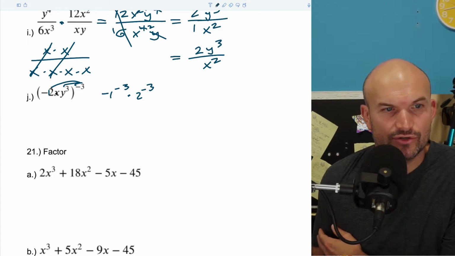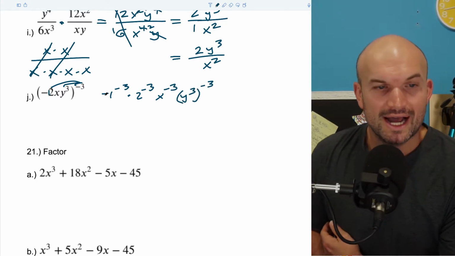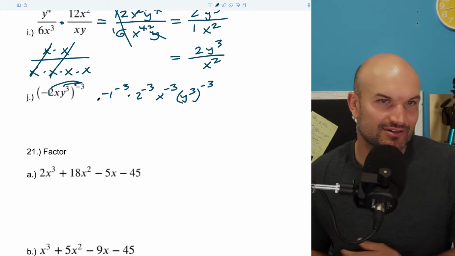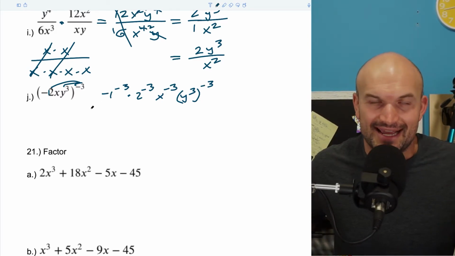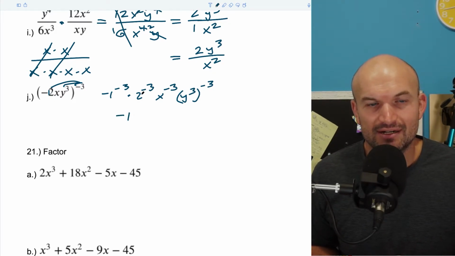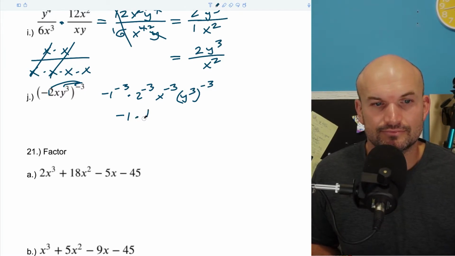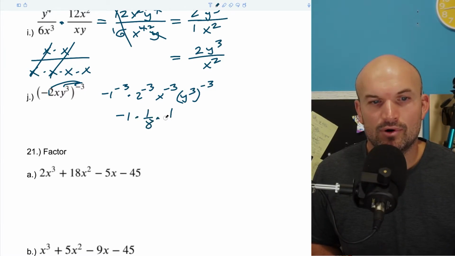So I have the 2 raised to the -3rd power. That's an x to the -3rd power, right? And that's a y cubed to the -3rd power. Okay, so -1 to the -3rd power is going to be a 1 over -1, which is still just a negative. So it doesn't matter where you put it. We can just put that in the numerator, right? But over here, 2 to the -3rd power is going to be a 1 over 8. Here is going to be a 1 over x.